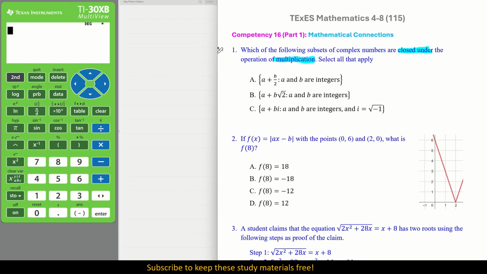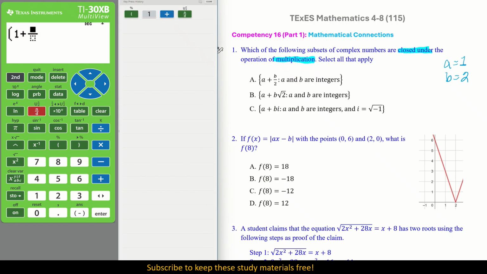For example, let's say that A equals 1 and B equals 2. Let's put that in the calculator. And already you can probably see A isn't going to work. Okay, so I have 1 plus, and I set up my fraction. Well, that's going to be 2 over 2. And I'm going to multiply it to itself. So I square, and you get 4.